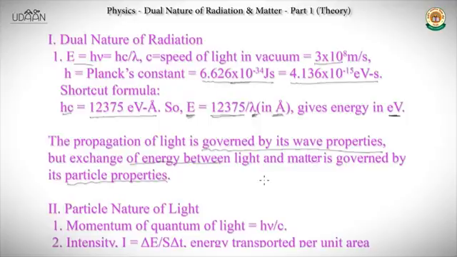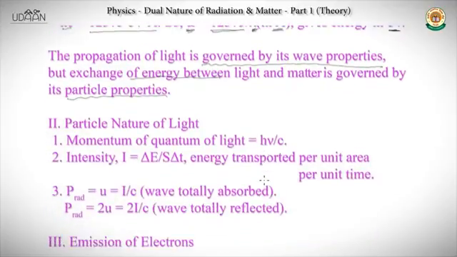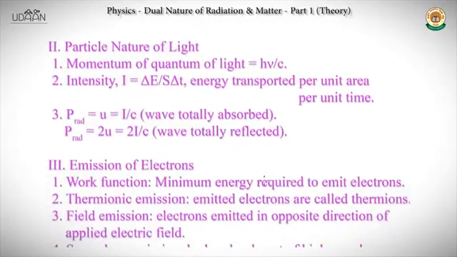So we move on to the next part, the particle nature of light. For the second part, we have the momentum of a quantum of light. Quantum of light, as we all know, is basically known as photons, because photons are packets having energy, and they are the constituents of light. So momentum of a quantum of light is given by h nu by c. H is Planck's constant, which I gave the value of earlier. Nu is the frequency, and c is the speed of light, which was also given earlier.